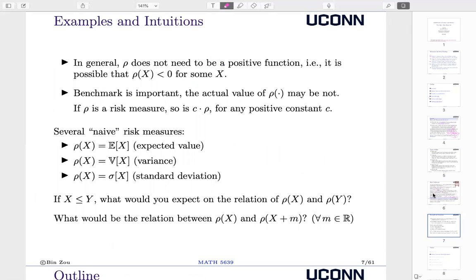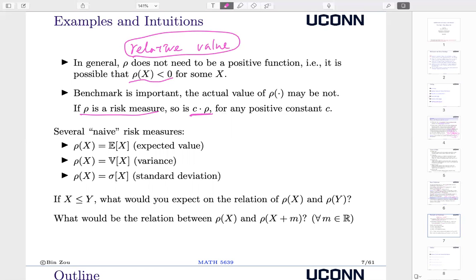Here we have some quick examples. First, I mentioned that in general, the risk measure does not need to be a positive number. So it's okay to assign a negative number to a risk. Okay, that is because the value itself is not that important, because we can always scale. If rho is a risk measure, we can multiply it by a constant. So C times rho is another risk measure, and we can pick this C to be as large as you prefer. So the value itself doesn't matter. It's the relative value that matters to us.